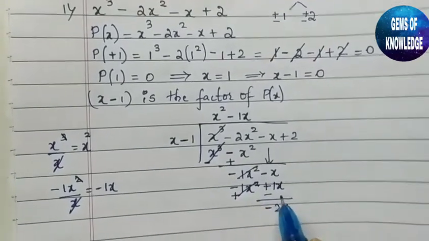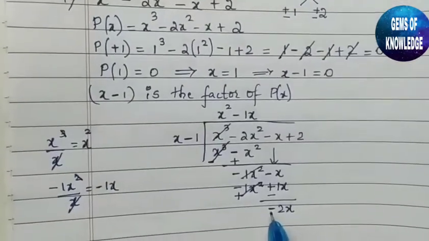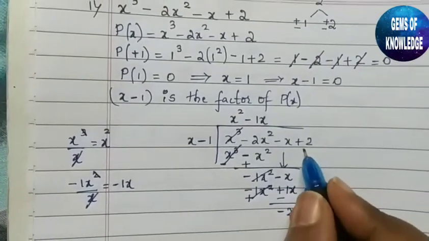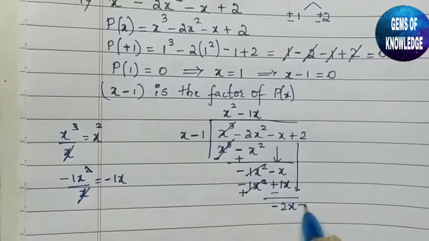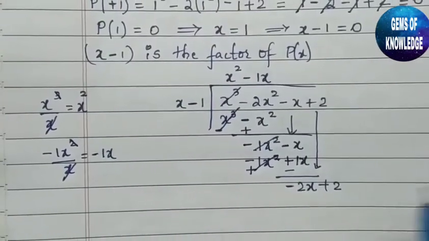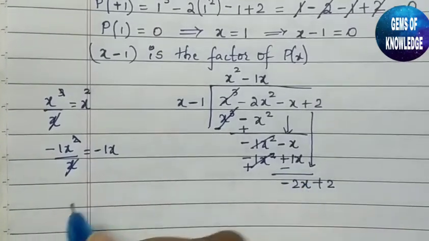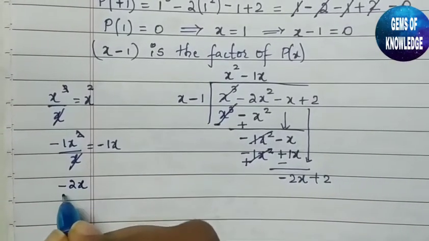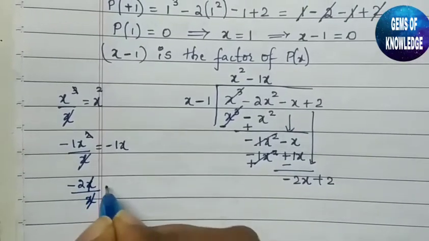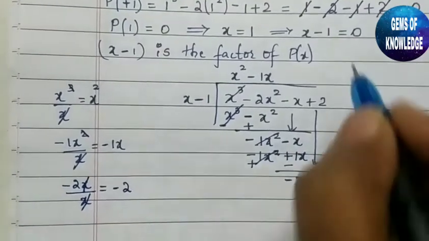2x. When two similar signs will be there, the same sign we need to write it here and we will add this. Okay, then what we are left with? This 2. Plus 2 will be taken down. Next again we should take this term, that is minus 2x. Again it should be divided by this x. So x and this x is cancelled. We are left with minus 2.